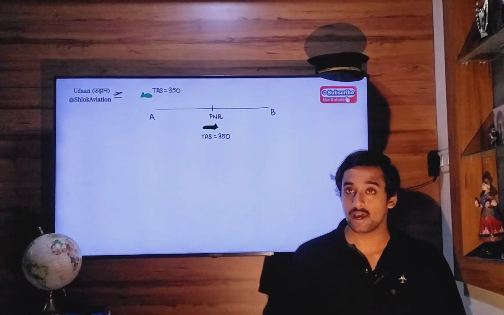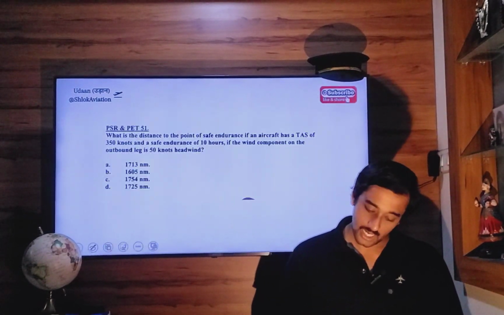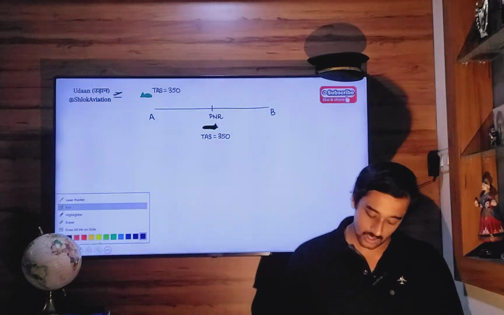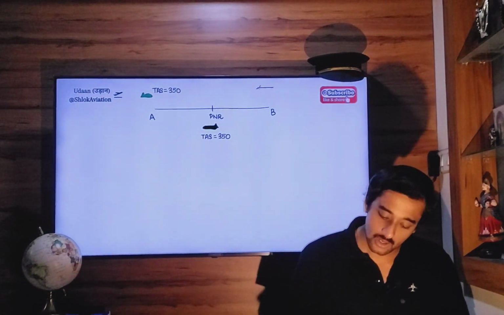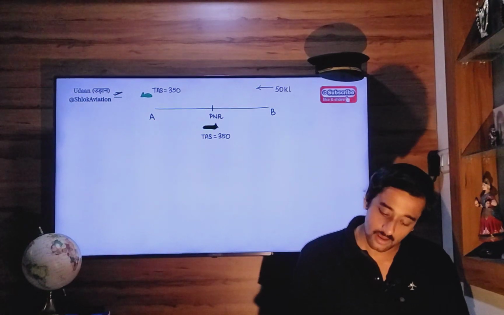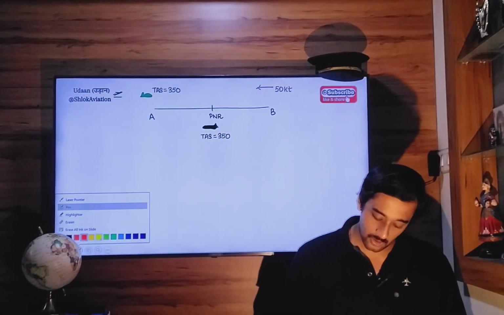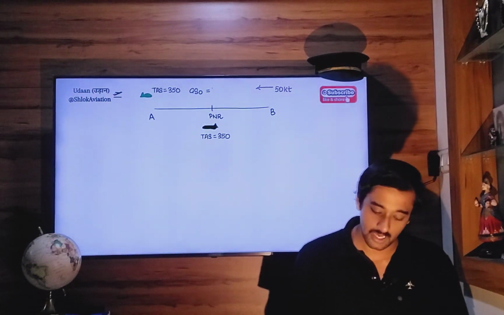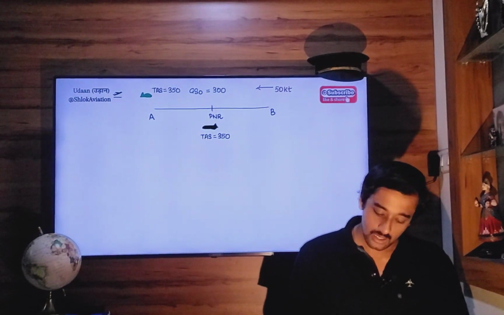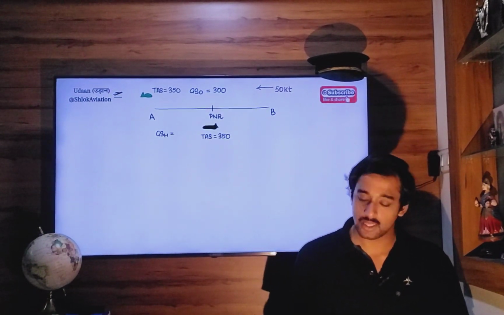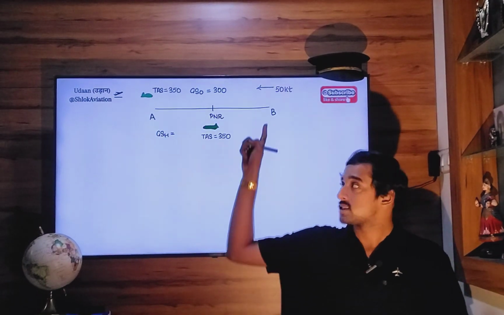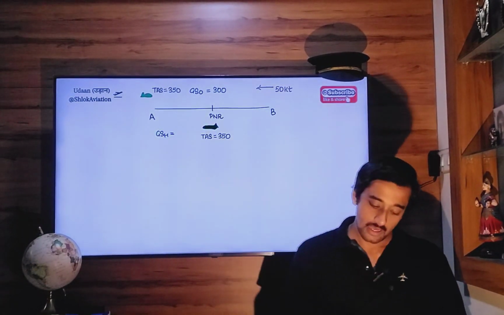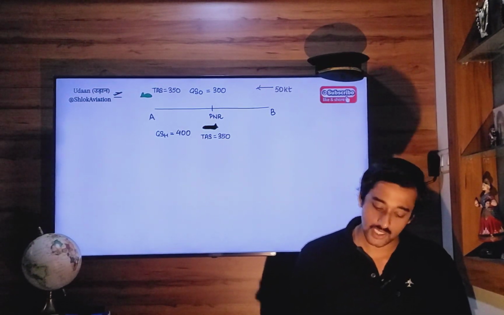Now on the outbound leg from A to B, you are getting a headwind component of 50 knots. What will be the ground speed on the outbound leg? The ground speed on the outbound leg will be 350 minus 50, 300 knots. Ground speed on the homebound leg will be 350 plus 50. This wind component will become a tailwind when you are flying homebound. So that will be 400 knots.